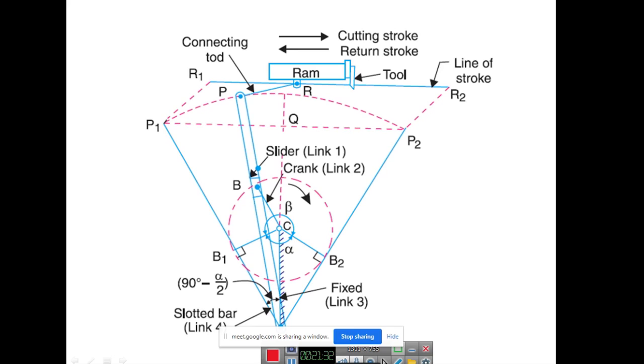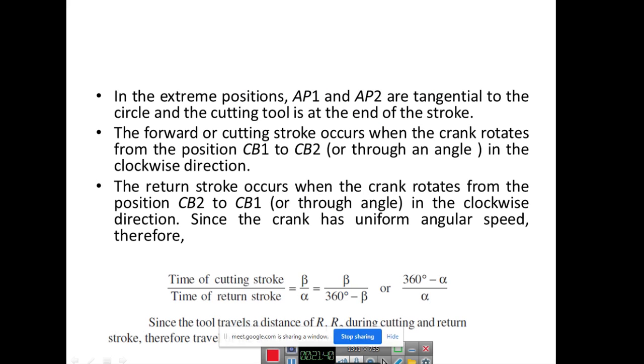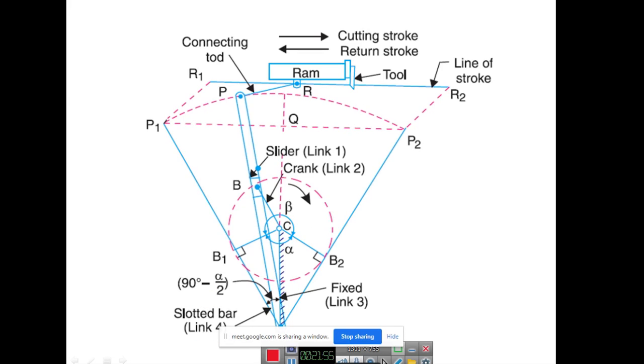You can see the angle beta and the angle alpha. Alpha is shorter, whereas the beta angle is larger. So the time of cutting stroke divided by the time of return stroke will be beta by alpha. So we'll be getting the return stroke faster in this case.